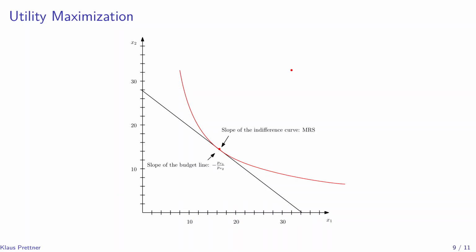So this shows us that the mathematical approach leads exactly to the same result as the graphical approach. So the mathematical approach, the method of Lagrange, can be used to derive exactly the condition that we've seen graphically, that the marginal rate of substitution must be equal to the negative price ratio at the optimal choice.